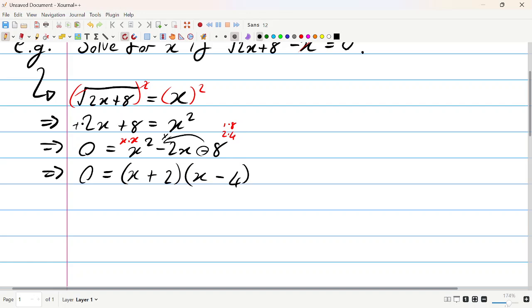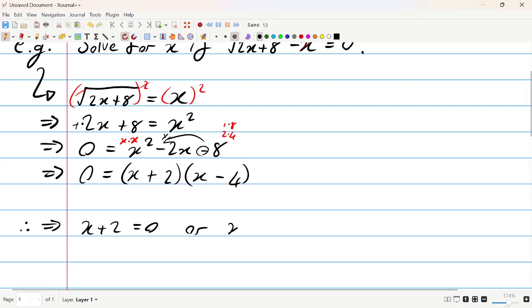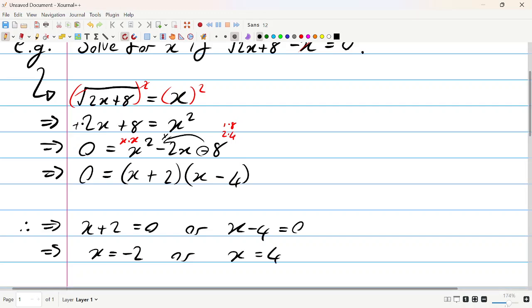And therefore, to solve for x, notice that we are going to have both the brackets being equal to 0, according to what we did in the quadratic equations. So x plus 2 is equal to 0, or x minus 4 is equal to 0. And this implies to us that x is equal to negative 2, or x is just equal to 4.